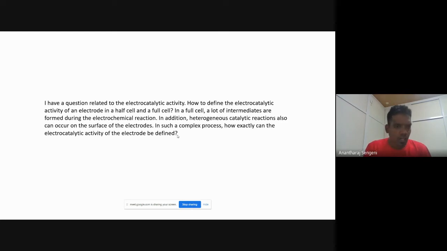Next question, yeah, I have a question related to the electrocatalytic activity. How to define the electrocatalytic activity of an electrode in a half cell and a full cell? In a full cell, a lot of intermediates are formed during the electrochemical reaction. In addition, heterogeneous catalytic reactions can also occur on the surface of the electrode. In such complex processes, how exactly can the electrocatalytic activity of the electrode be defined?